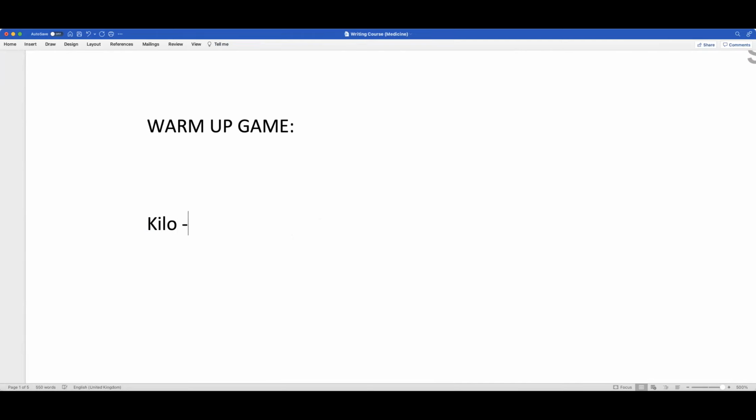Kilogram. It's a noun. Okay, let's do an easy one for you. You guys are a bit slow then. Okay, what's this? Verb. This one. Preposition. Okay, this one. Article. This one. Preposition.